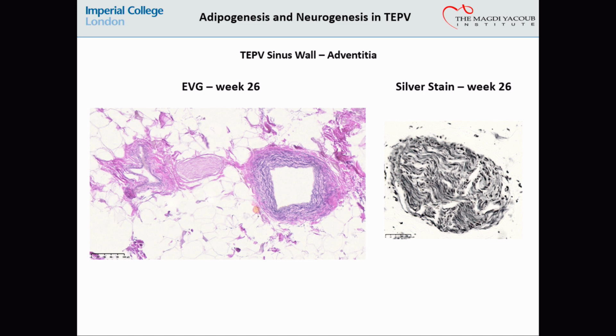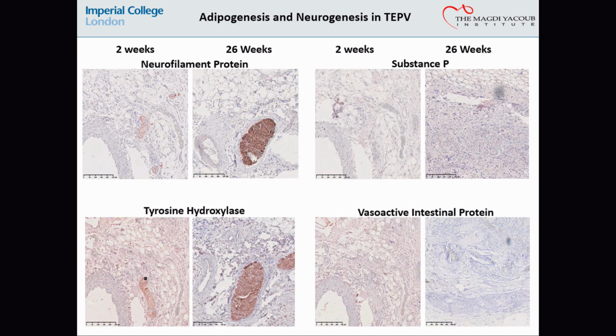The nerve bundles were also histologically verified by staining with silver stain. So this is a silver stain showing a nerve bundle. So we looked at the expression of neurogenesis over time in our tissue-engineered pulmonary valve. So this is 2 weeks. At 2 weeks, you can see the beginnings of the expression of neurofilament protein. So neurofilament protein is a structural protein within the nerve bundles.